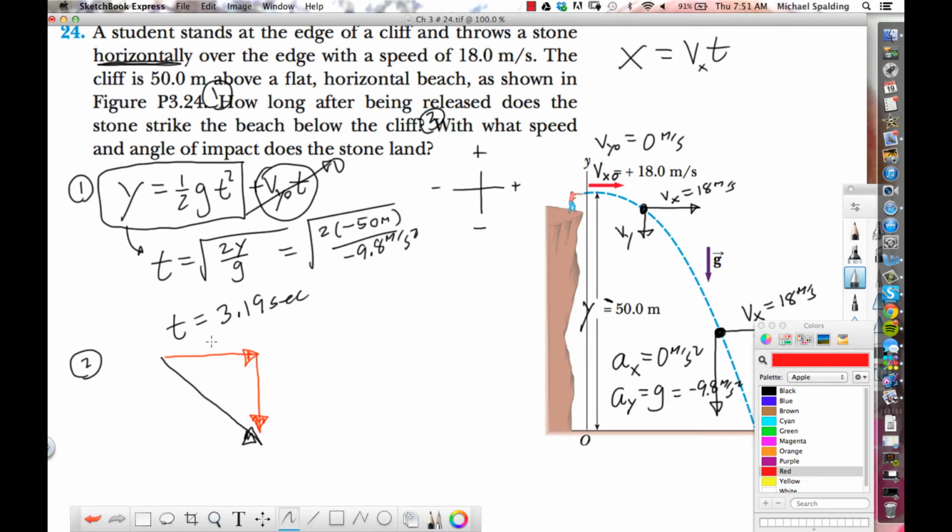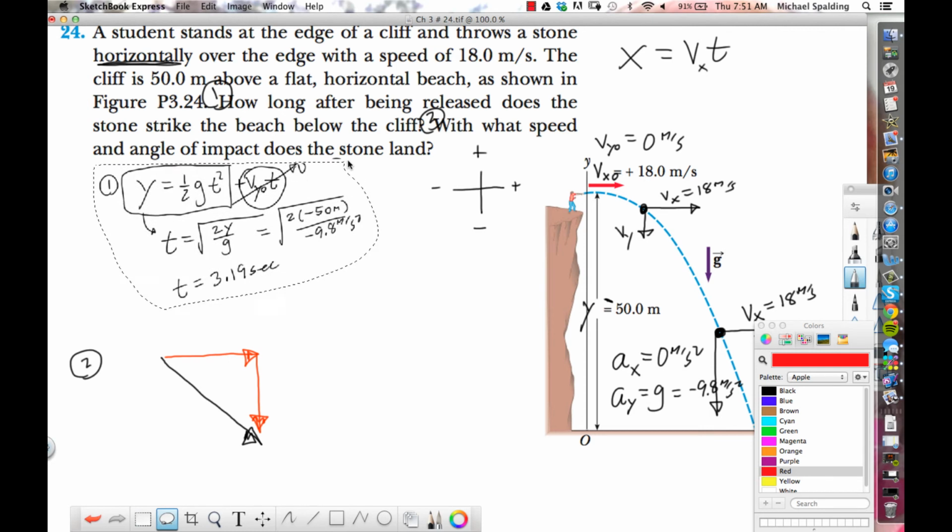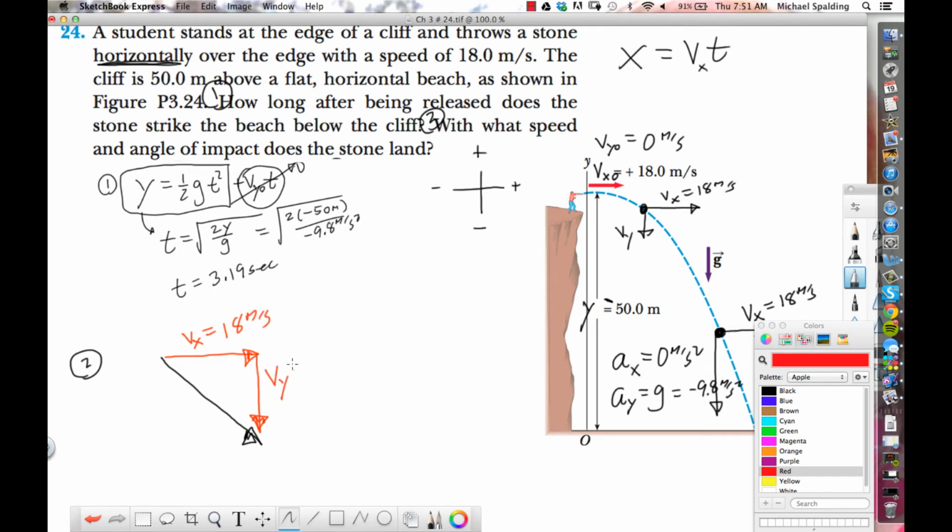Now, we already know, let me shrink this up. We already know what the x component is. What is this x velocity? It's 18 because it's constant, doesn't change. Okay, now we got to solve for this y velocity. What is the y velocity of the stone at the moment it hits the ground?